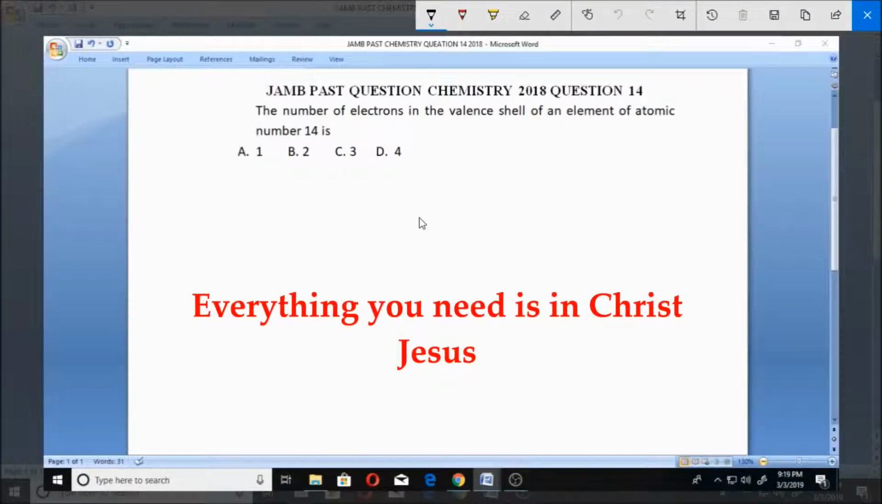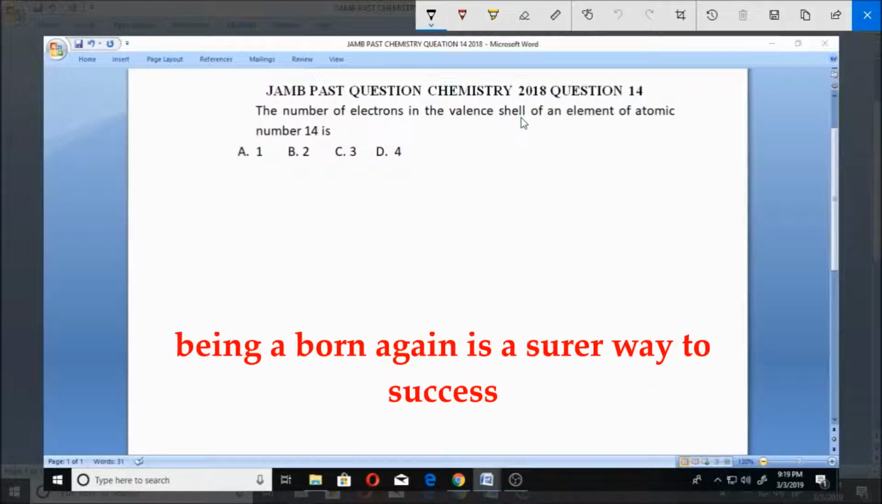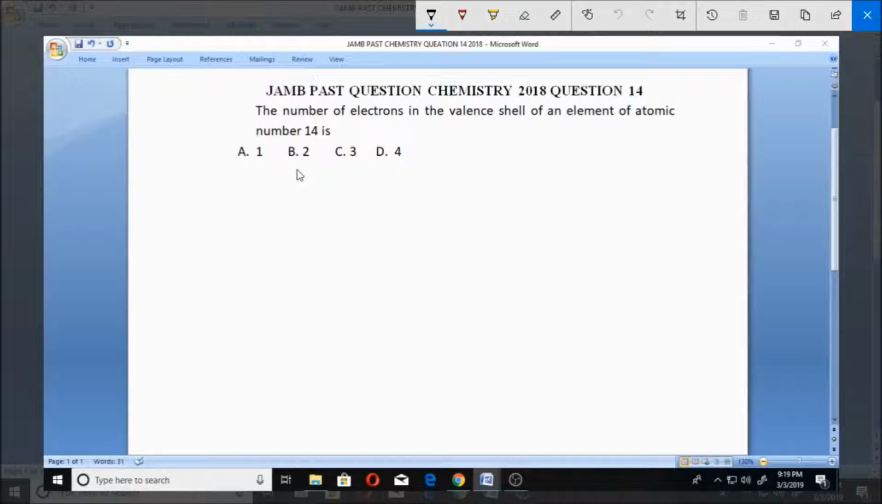Now let's look at question number 14 for WAEC Chemistry JAMB Past Question 2018. The number of electrons in the valence shell of an element of atomic number 14 is A 1, B 2, C 3, D 4. Now you have to know how to draw the electron shells for the electronic configurations of elements given their atomic number.